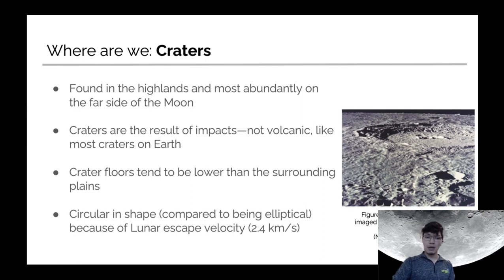Our craters tend to be found mostly in the highlands and most abundantly on the far side of the moon. Craters on the moon tend to be a result of impacts, not volcanic activity, whereas most of the craters on the Earth tend to be volcanic. The crater floors tend to be lower than the surrounding plains, and they tend to be circular in shape compared to being elliptical because of the lunar escape velocity.